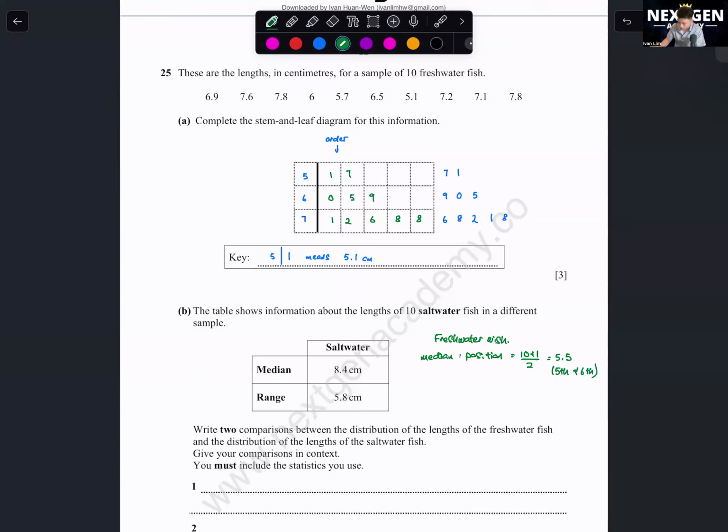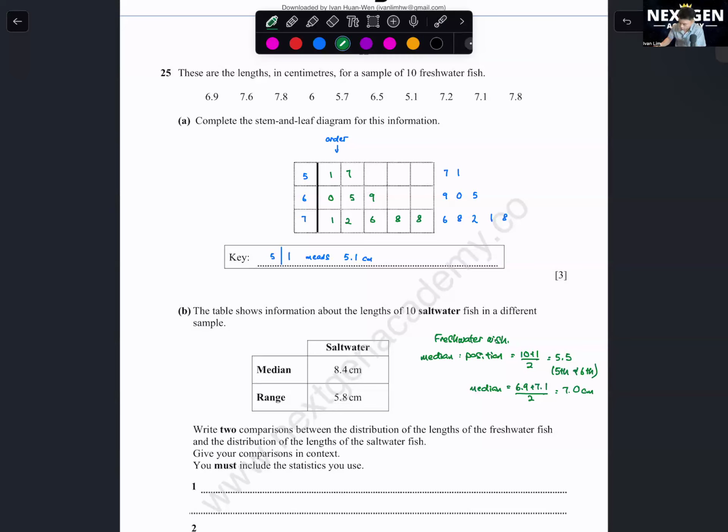You'll get 7. So 1, 2, 3, 4, 5. 7 cm. Are you sure 7 cm? Oh, correct, sorry. 6.9 and 7.1. You add both of them up together. So the median is 6.9 plus 7.1 divided by 2. So we get 7.0 cm.